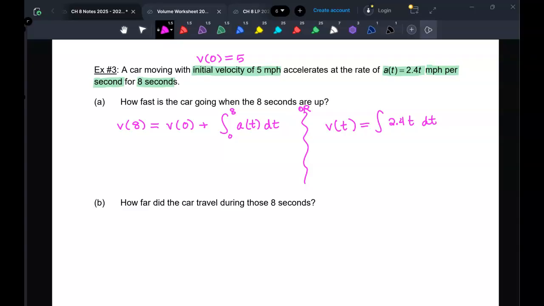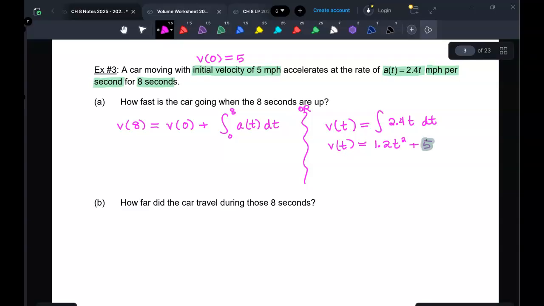I'm going to show you, this is using the method on the previous page. The other way we could do this, and this is how it was on that bonus question, you can work backwards from acceleration to get velocity. Does that make sense? So v of t is going to be 2.4 t squared over 2, plus 5.